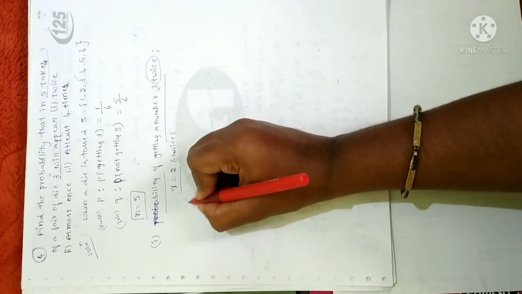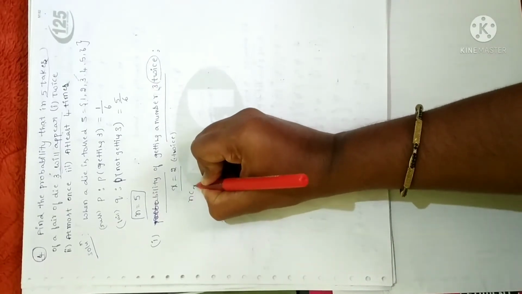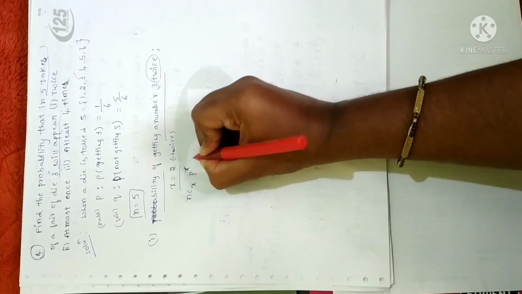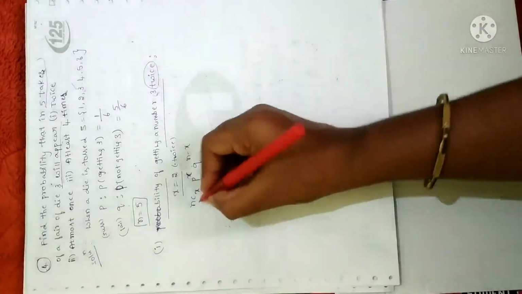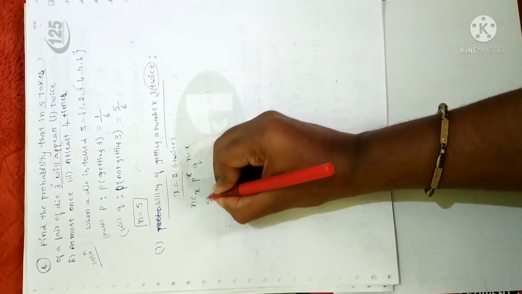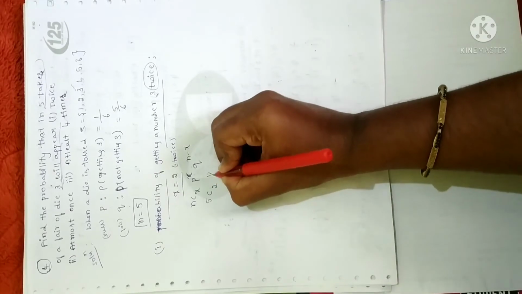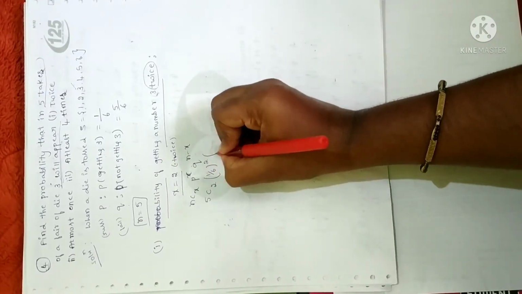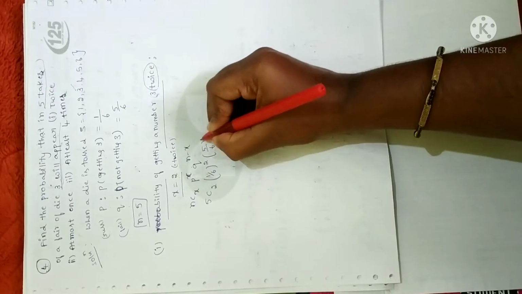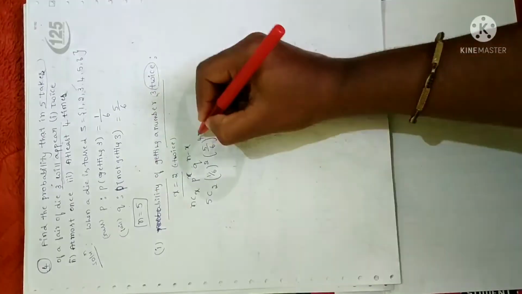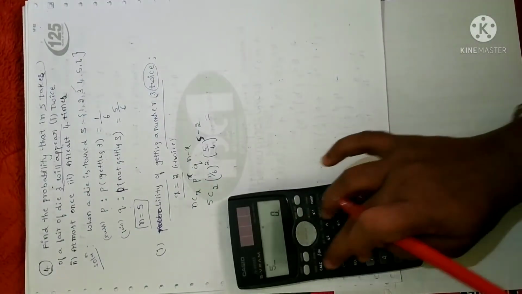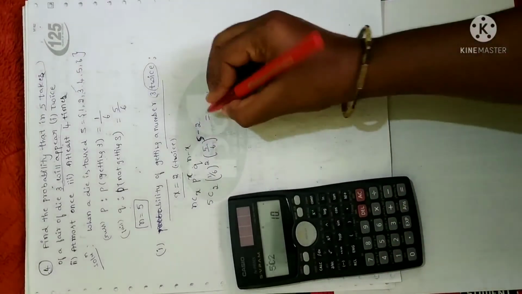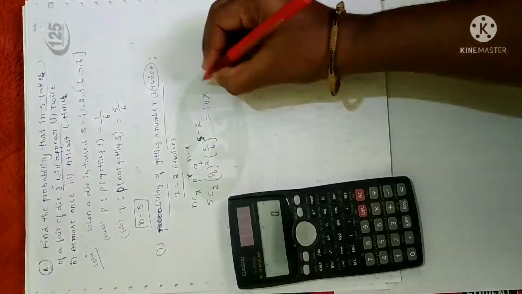First let me write down the formula. What is the formula? We have nCx p power of x q power of n minus x. This is the binomial distribution. So let me substitute the values. n is 5, C x is 2, p is 1 by 6 whole power of x which is 2, q is 5 by 6 whole power of n minus x, that is 5 minus 2. Now let me simplify. 5C2, use the calculator: 5 shift divided by 2. 5C2 will be 10 into 1 power of 2 is 1.